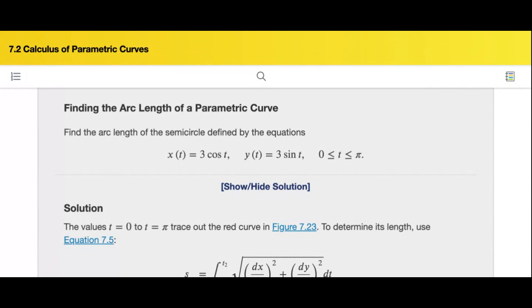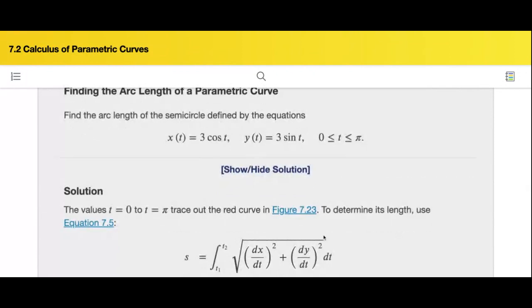What's the circumference of a semicircle? Remember 2 pi r? So 2 times pi times r. R in this case is 3. So for the whole circle, the circumference is 6 pi. But for half of it, it's 3 pi, right?